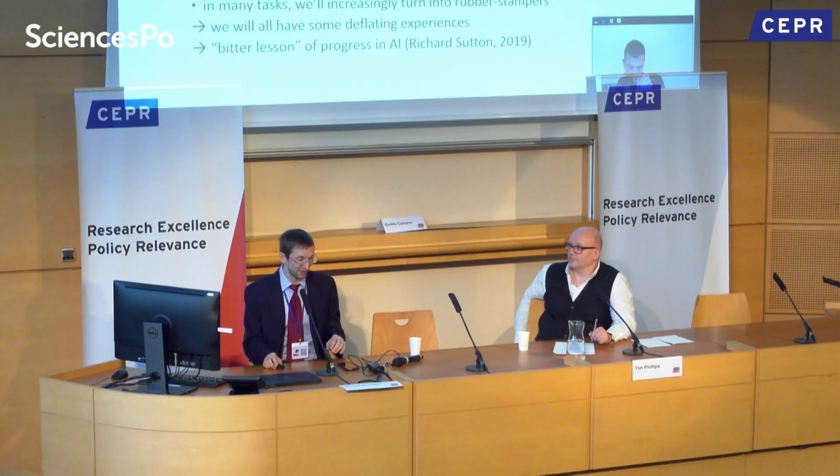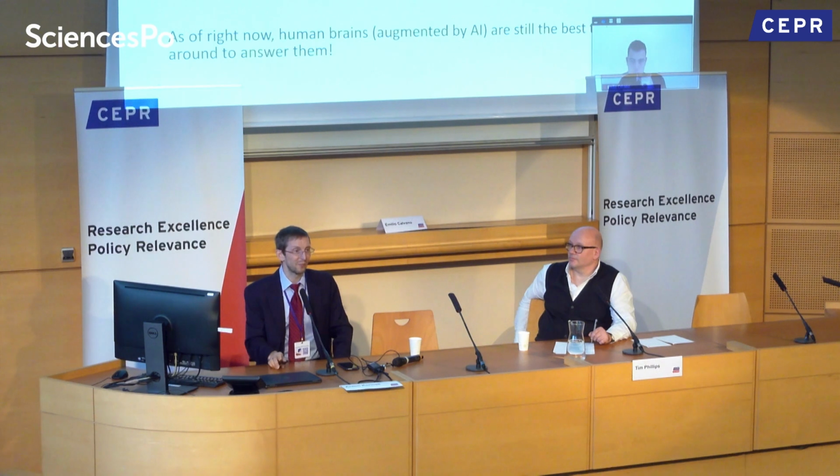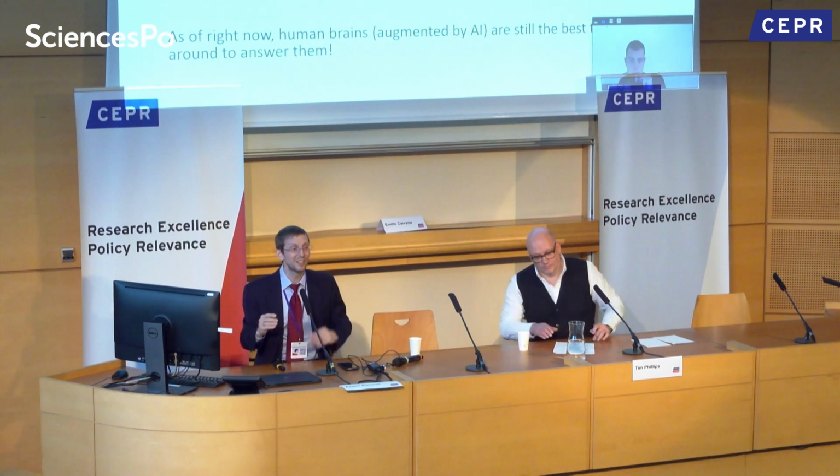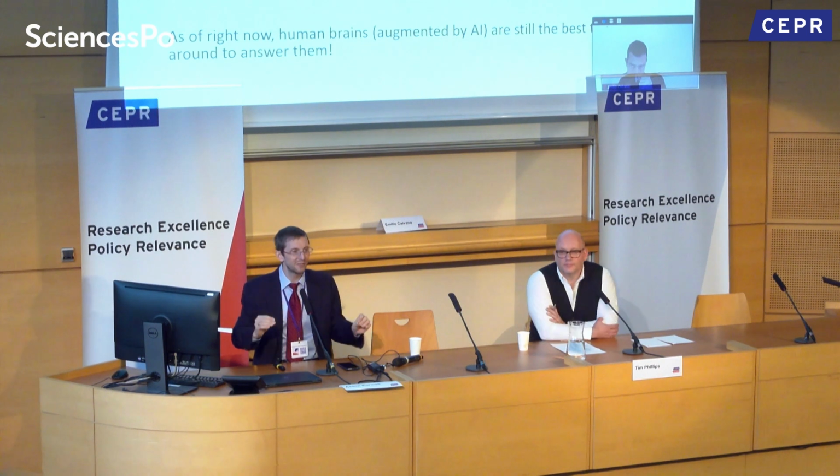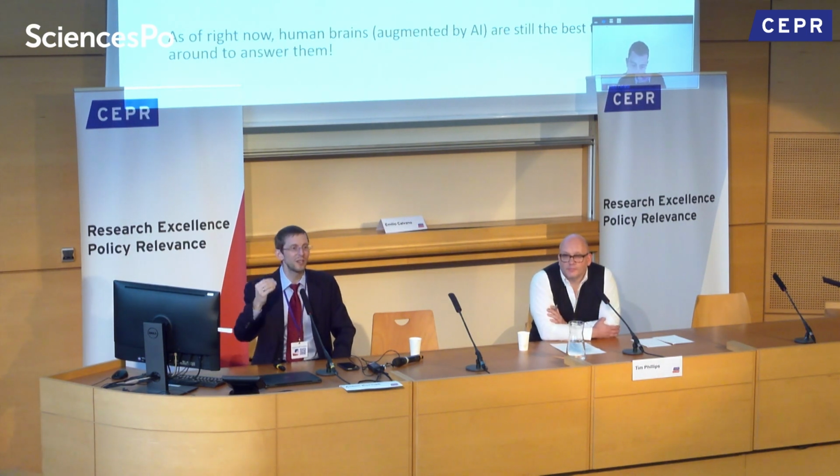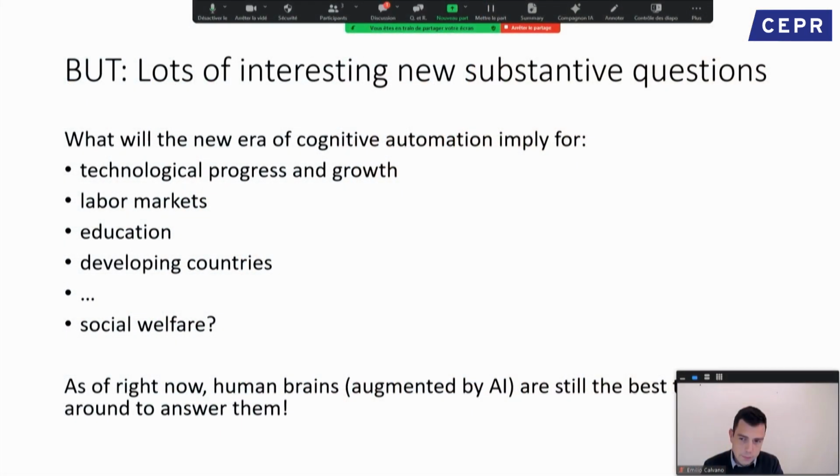And then in the long term, the bitter lesson of progress in AI, that the advance of computing power makes AI better at everything, may eventually apply to us humans. But so this is my conclusion slide now. The good news is that these rapid advances raise lots of really interesting new substantive questions for us economists, including questions such as what will these rapid advances in automation imply for technological progress and growth, for labor markets, for education, for developing countries, and ultimately always for social welfare.